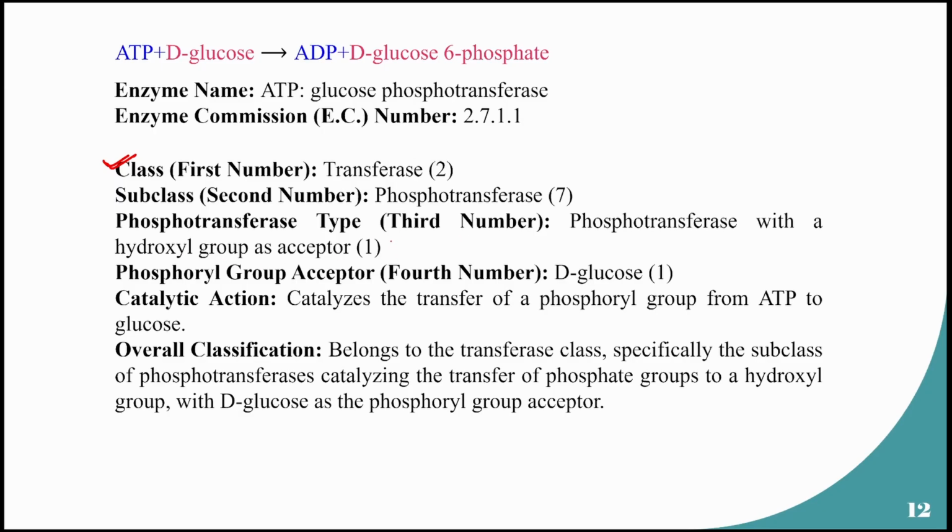Again, the numbering you have referred to. So that's 1. And then what is the phosphoryl group acceptor? That will be the fourth number. So that is D-glucose in this case. So this is, of course, 1, right? So that's the overall classification in this particular system for the enzyme glucose phosphotransferase, right?